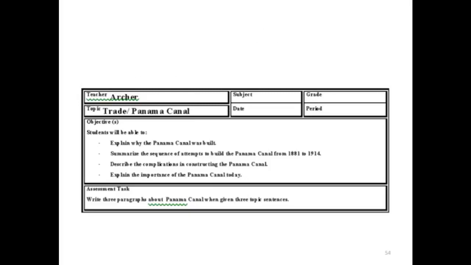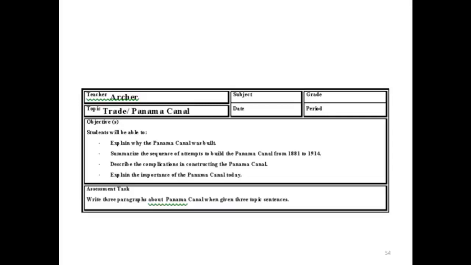This was one that I designed from many examples, particularly an example out of the University of Kansas. Archer is the teacher. The topic is trade in the Panama Canal. I read the article, and I said to myself, well, they should know why the Panama Canal was built, have an idea of the sequence of attempts to build it, and some of the complications that occurred, and why it's still important today. So those were content knowledge.